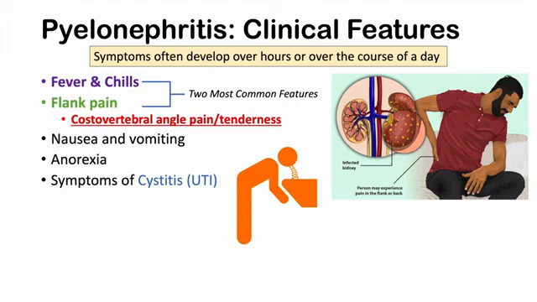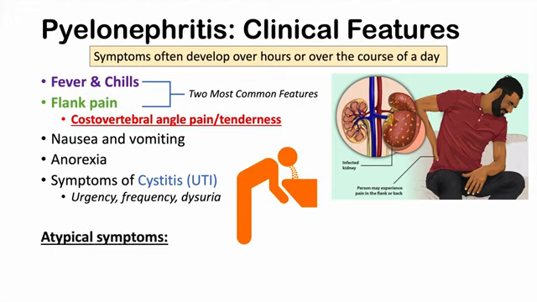And then we can also see symptoms of cystitis or symptoms of a urinary tract infection, because most times acute pyelonephritis occurs by an ascending urinary tract infection. And symptoms of a UTI include urgency, frequency, and dysuria. So urgency is when you really feel like you have to use the bathroom very quickly. There's an increased frequency of times by which you urinate per day. And then dysuria is a burning sensation during urination.